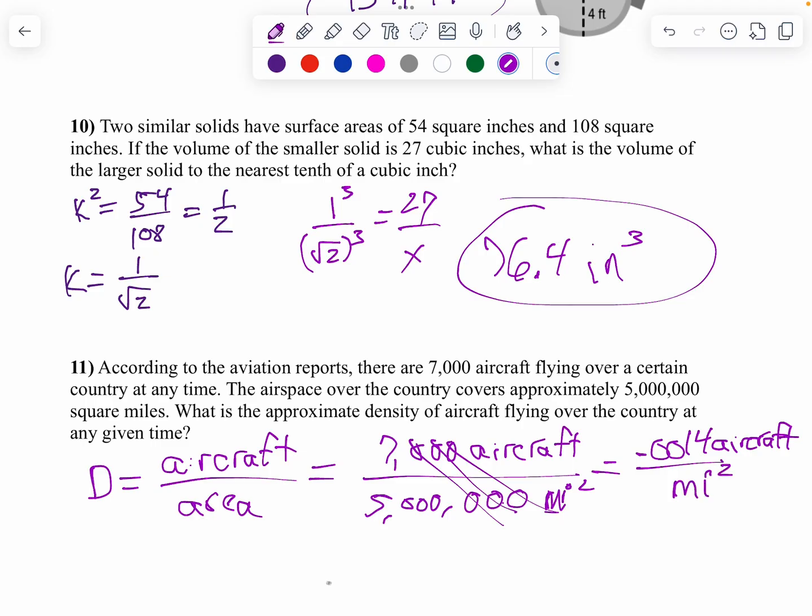And that's all we have to do. And if you would have left it at 7 over 5,000, that would have been correct also. But I like the density written like that.